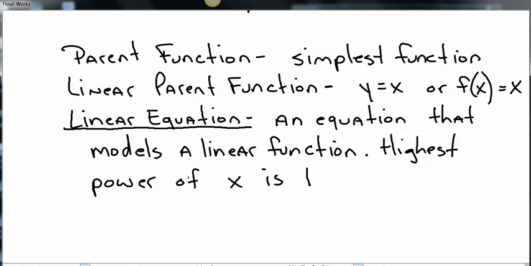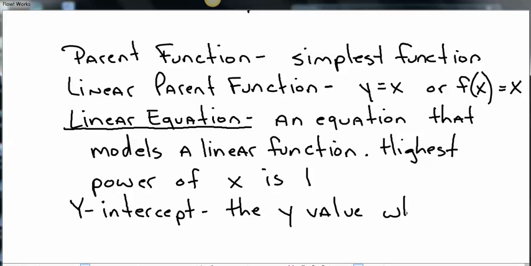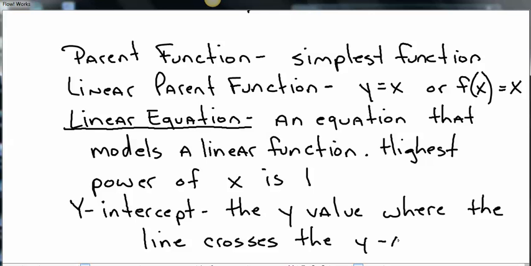Graphs of a linear function may cross the y-axis at any point. A y-intercept of a graph is the y-coordinate of a point where the graph crosses the y-axis. So the y-intercept, that's the y value where the line crosses the y-axis.